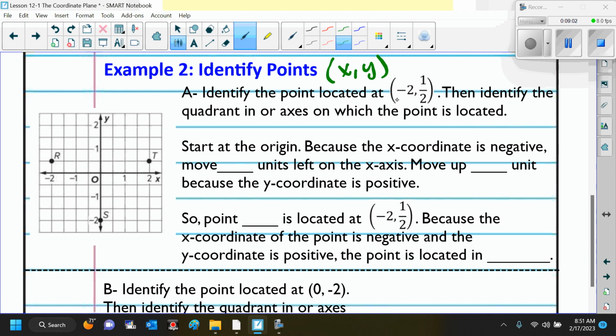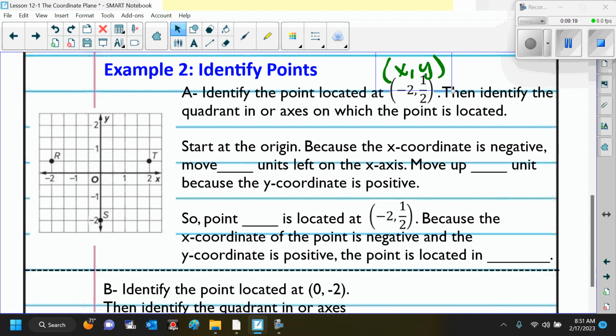So we want to identify the point that is located at -2, 1/2. And then we want to identify the quadrant or the axis that it's located on, or in. So again, we're going to start at the origin. So let's start at the origin, which is right here.